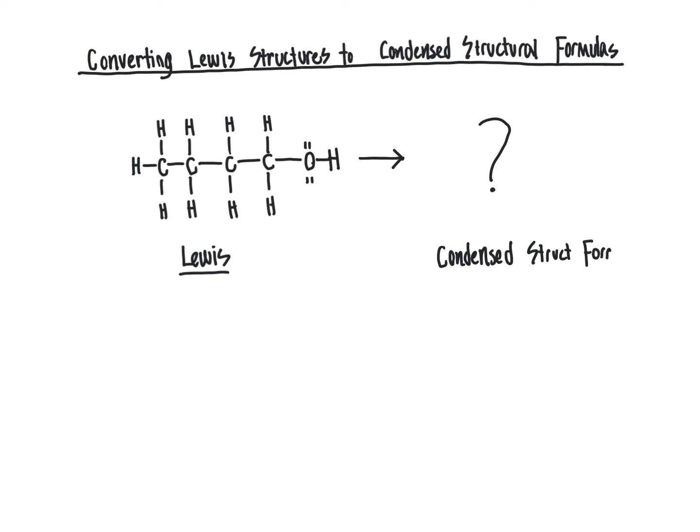So we'll work through this problem together to understand how we would go about doing this. In our condensed structural formula, what we will do to convert from our Lewis structure to our condensed structural formula is when we see groups like this CH3 group here, if all three of those hydrogens are connected to the same carbon, we can represent that by showing it as CH3 or alternatively as H3C. Those are going to be equivalent ways of going about showing this.